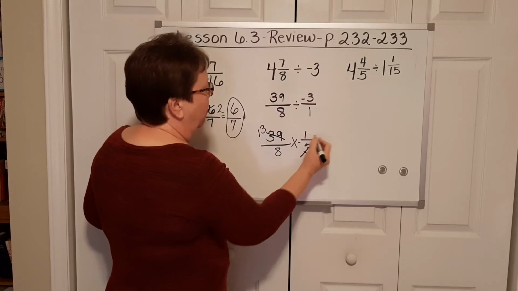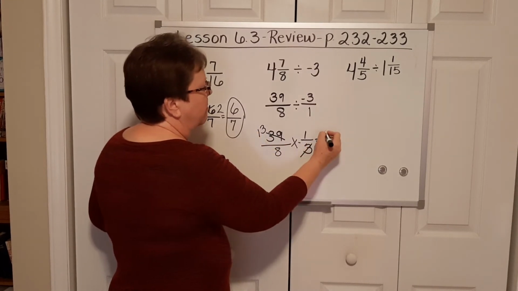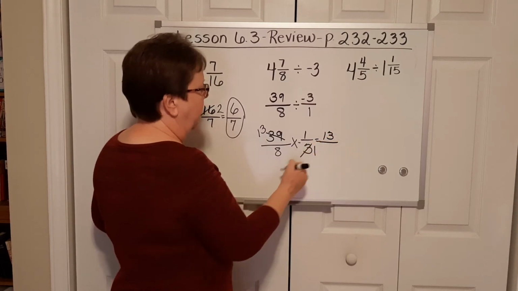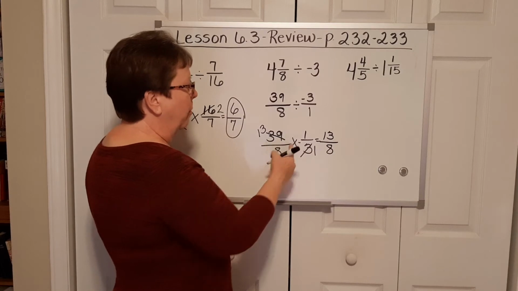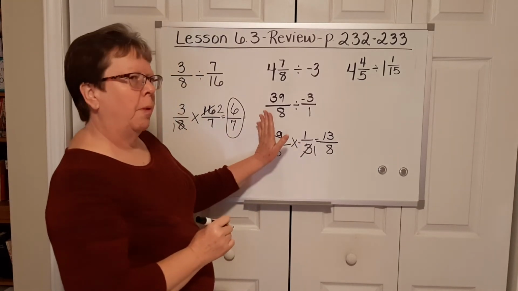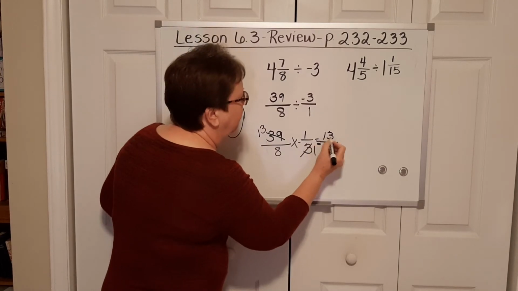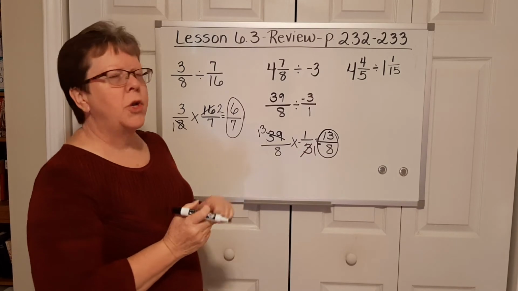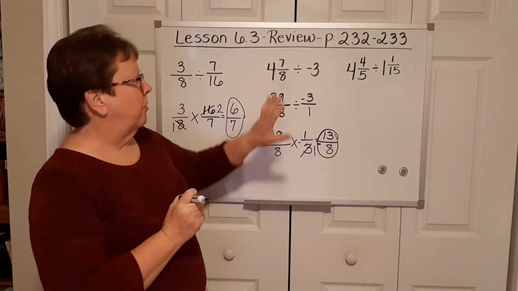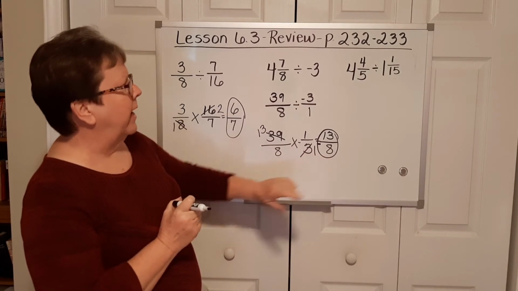Okay, so now we know we are multiplying. 13 times 1 is 13. Okay, and 8 times 1 is 8. And our answer will be negative, because when you multiply a positive times a negative, you get a negative answer. So -13/8. And we won't reduce that right now. I want you to be able to understand how to get the answer. So we'll just leave that like it is.